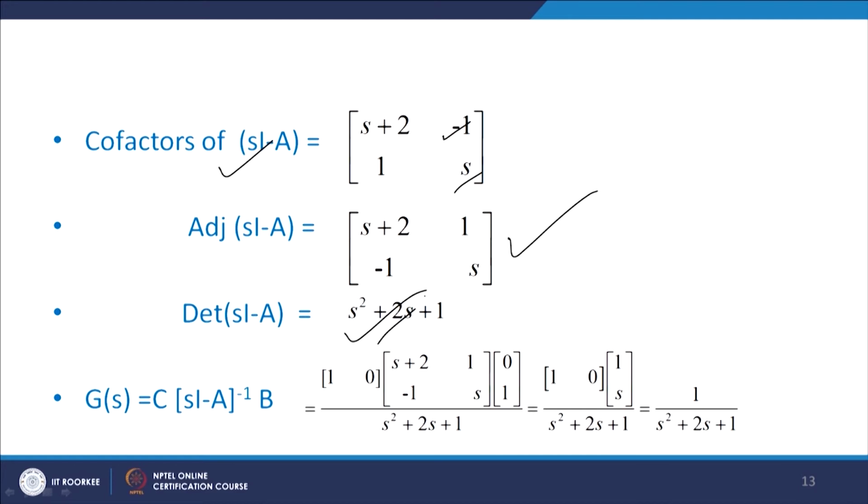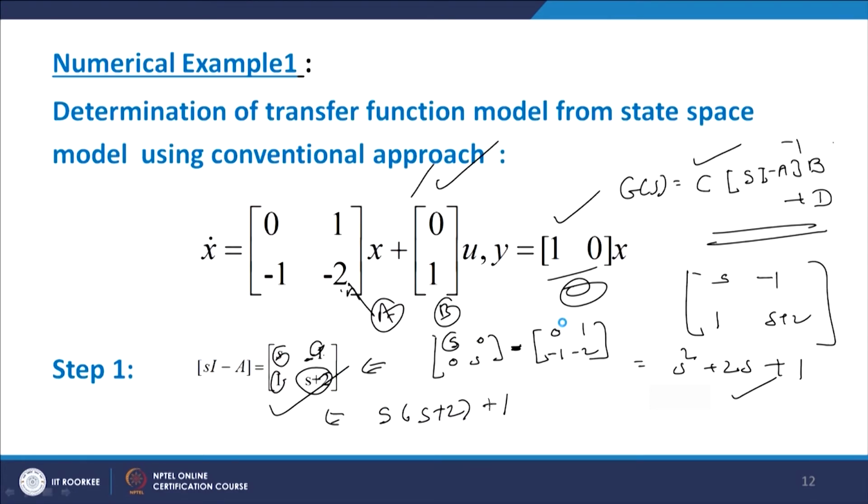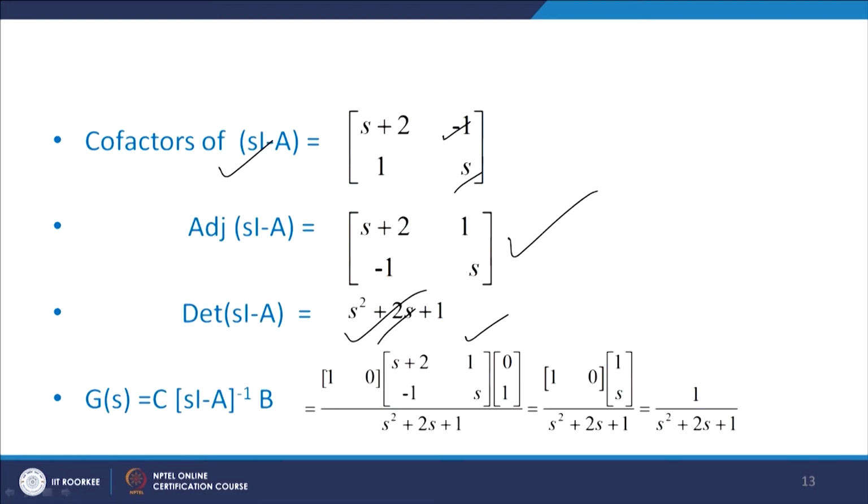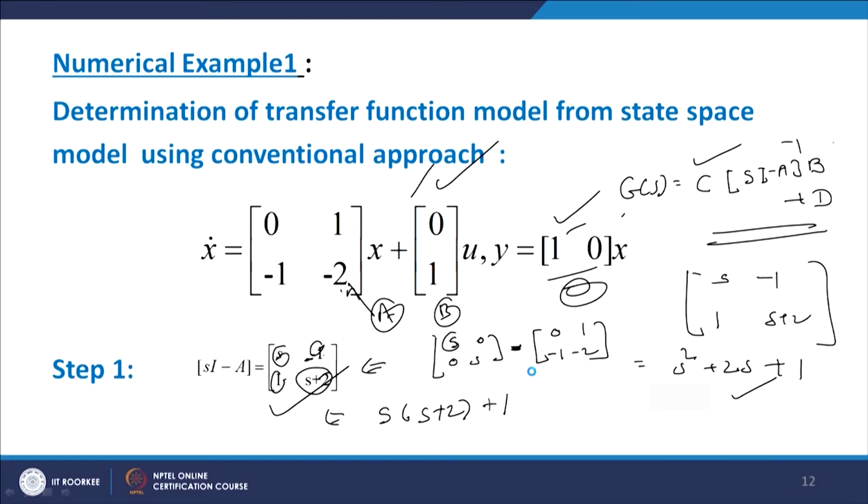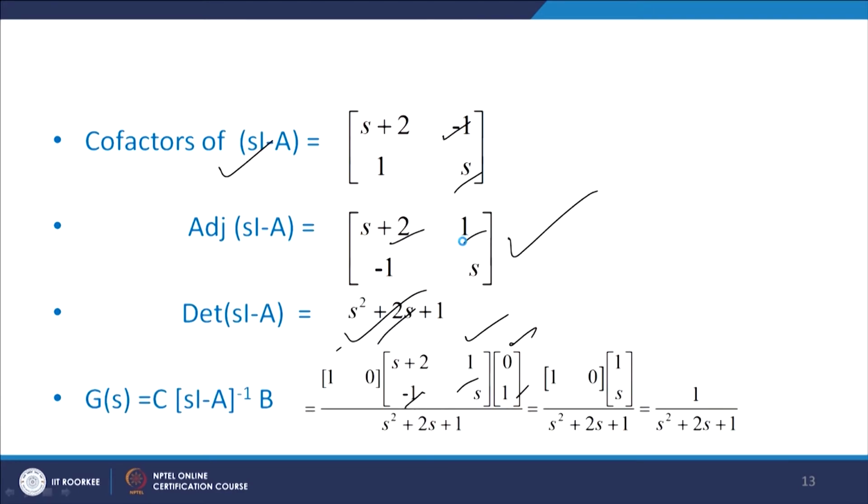Now we want G of s. What is G of s? G of s equals C (sI - A) inverse into B. What is C? C is our [1 0]. Then (sI - A) inverse, which we have already calculated, so we have [s plus 2, 1; minus 1, s] divided by the determinant, and what is the element of B? B is [0 1]. Therefore, after solving this one, we got 1 upon s square plus 2s plus 1. So this is one example we have solved.